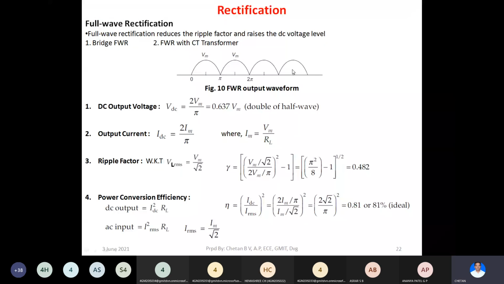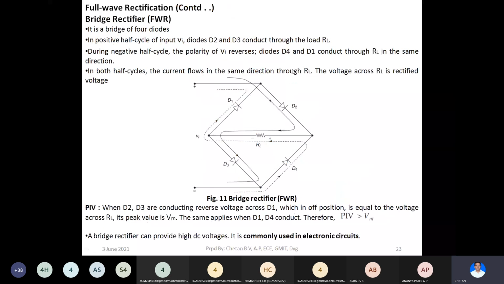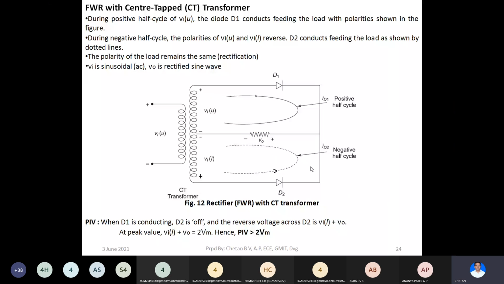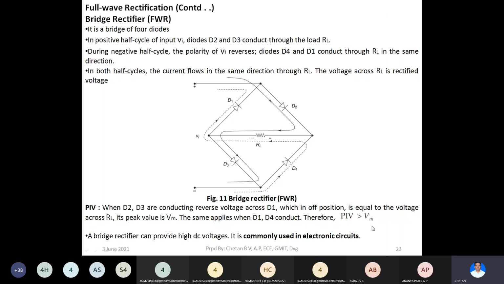And one more important factor with respect to this center tap transformer is that usually the cost of this center tap transformer would be more compared to the normal transformer. Therefore, it is not used extensively. Whenever it is highly required, only then it would be used. And here the peak inverse voltage for this rectifier would be greater than 2 times Vm, and for a bridge rectifier it would be greater than Vm.